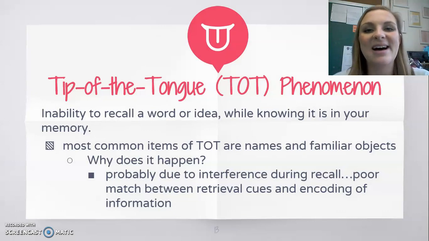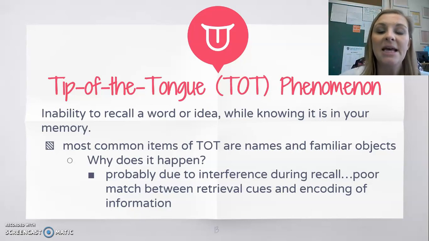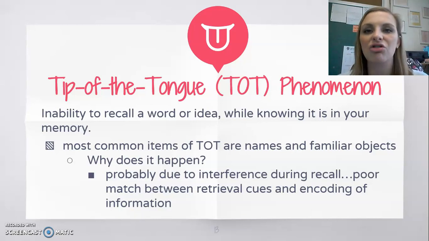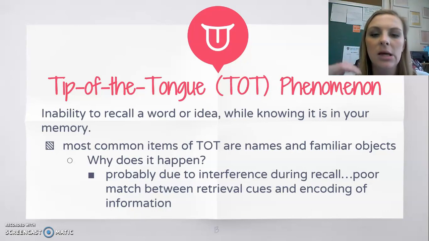Okay, another phenomenon of retrieval is the tip of the tongue phenomenon. This is our inability to recall a specific word while knowing it's there. This usually happens with names or familiar objects. It's probably due to interference, which we're going to talk about a little bit later. But really this is happening during recall. So there's not a great match between the retrieval cues and the encoding. So you're not in the right context, or you're not in the right mood, or whatever it might be.